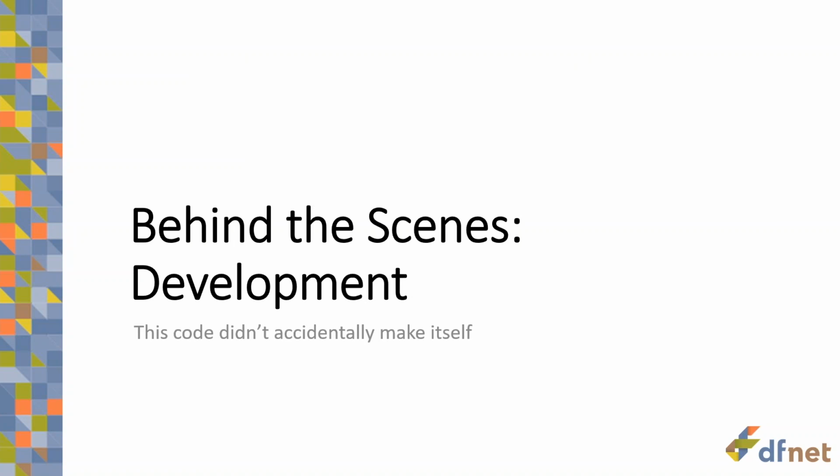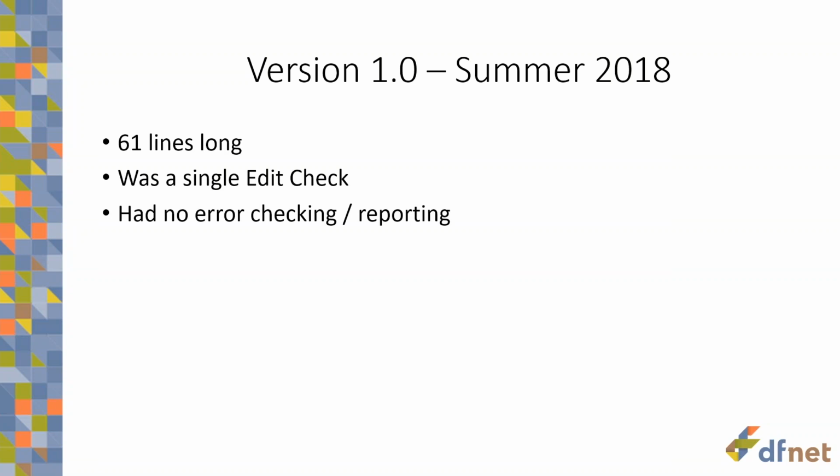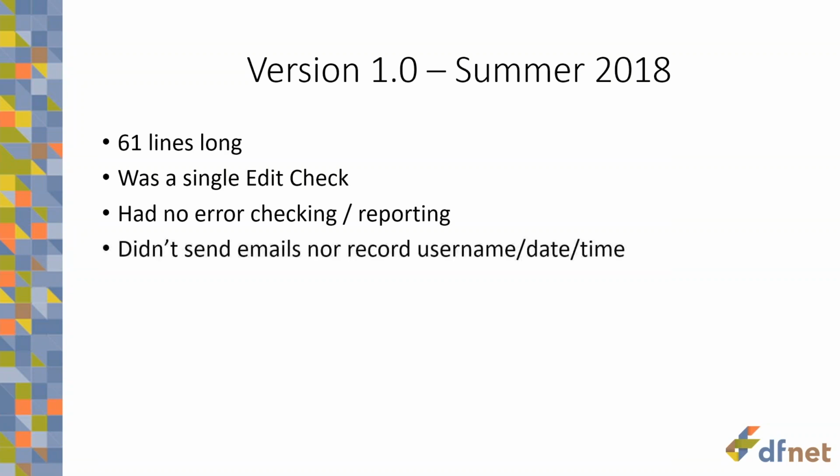Finally, development behind the scenes. This code didn't accidentally make itself. As much as I wish it did, it took many, many months of development. So it actually began development in summer of 2018. It was 61 lines long. It was a single edit check. It had no error checking or reporting. So if something went wrong, it went wrong and no one knew.